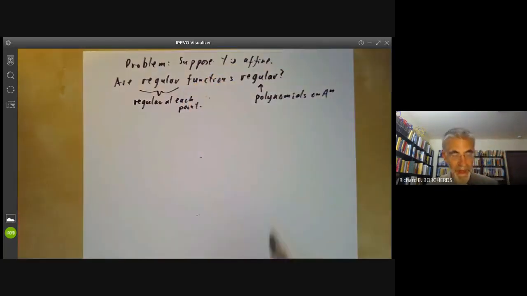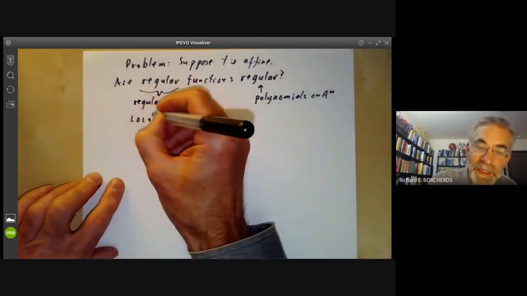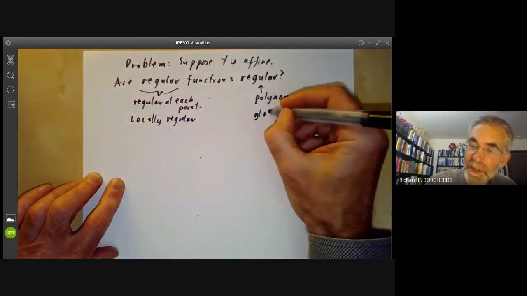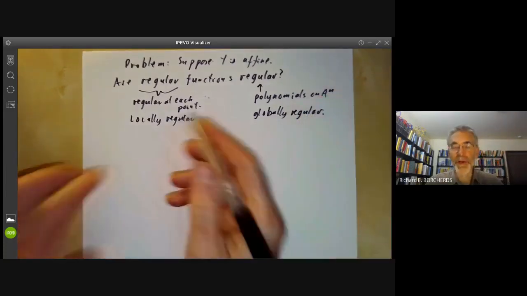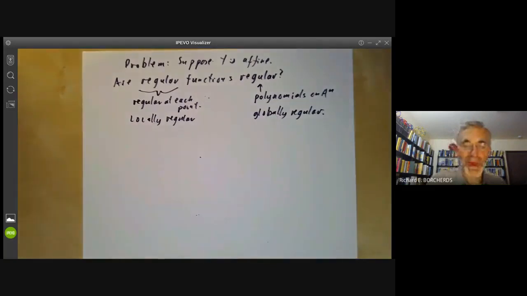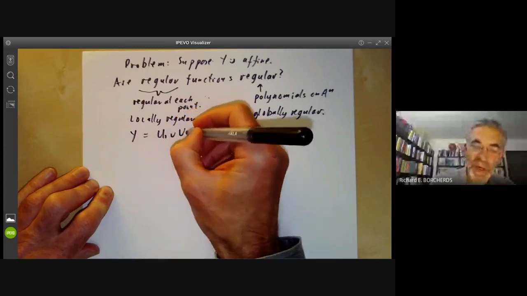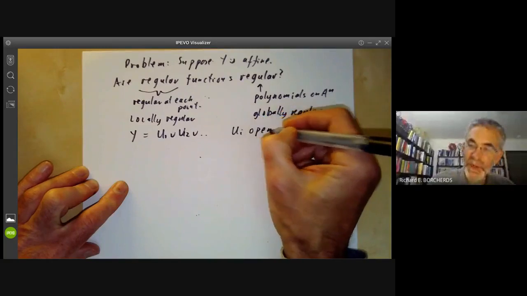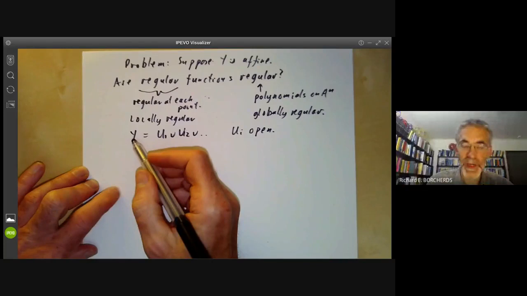So we should check these are compatible. This is a sort of local regularity condition. So this says they're locally regular, and this says they're globally regular in some sense. So we want to show that saying something is regular using this local condition is the same as saying it's regular using this global condition. So let's assume that Y is a union of open subsets, so that each Ui is open. Here Y is, let's take it to be an affine variety.